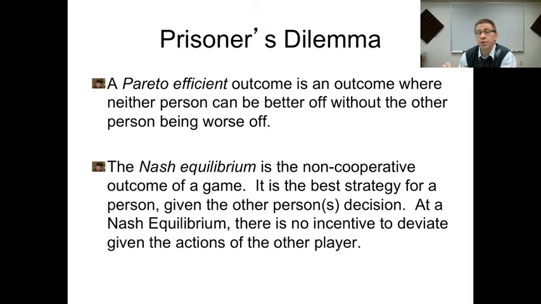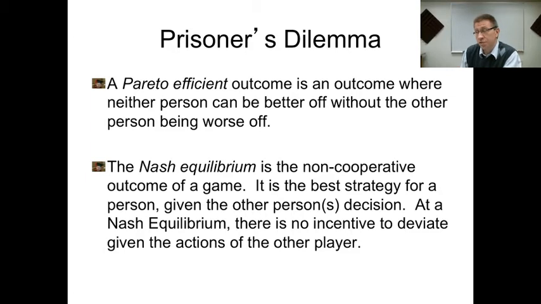A Pareto efficient outcome is an outcome where neither person can be better off without the other person being worse off. One good way to think about this is, how is this efficient? Imagine the opposite is true. If the opposite is true, you have an outcome where somebody could be made better off without harming anybody else. And if you're at an outcome where somebody could be made better off without harming anybody else, you're not at a good starting point, right? You should have moved to the outcome where you could make somebody better off. The only way, if you're at an efficient outcome, to make some person better off is you have to take away from somebody else. So that's what we call a Pareto efficient outcome.